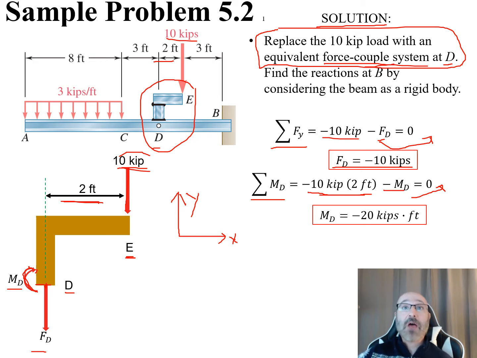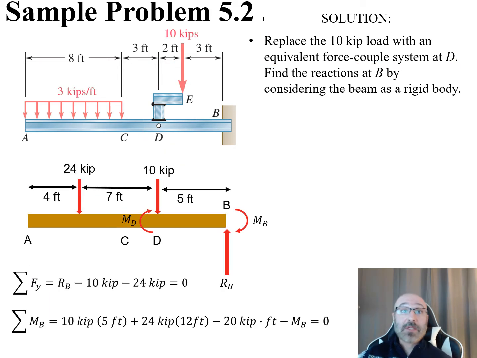So from this here, now I have that equivalent force couple system down at D, and I can look at the second part of this problem right here, where our procedure for analysis asks us to find the reactions at B by considering the beam as a rigid body. So that's what I want to do next. I want to take this as an entire beam, considering the beam as a rigid body all the way from A to B right there, and I want to find the reactions at B.